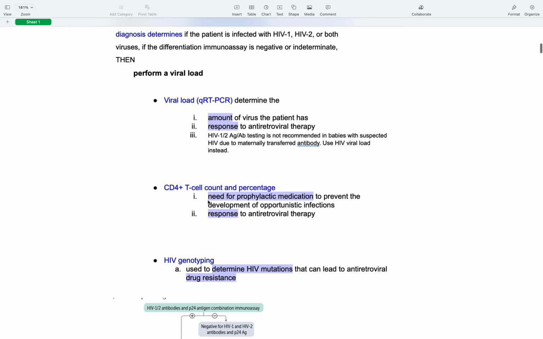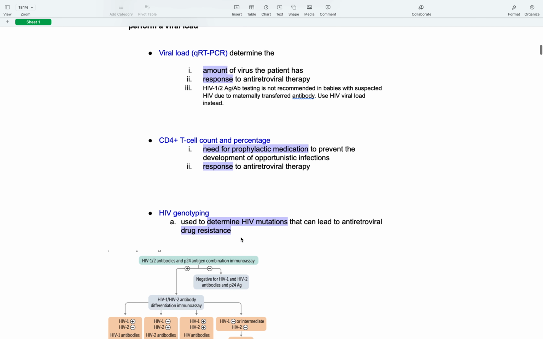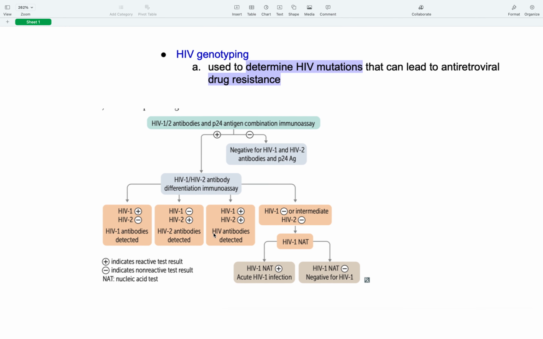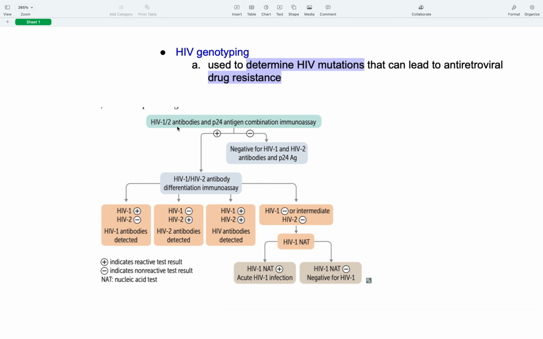Then CD4 T cell count and percentage is again important to determine the need for prophylactic medications against opportunistic infection and to record the response to antiviral therapy. HIV genotyping is needed to determine the HIV mutation for the sake of drug resistance. Okay? Now, the first step is always the HIV 1 and 2 antibodies and P24 antigen combination immunoassay.